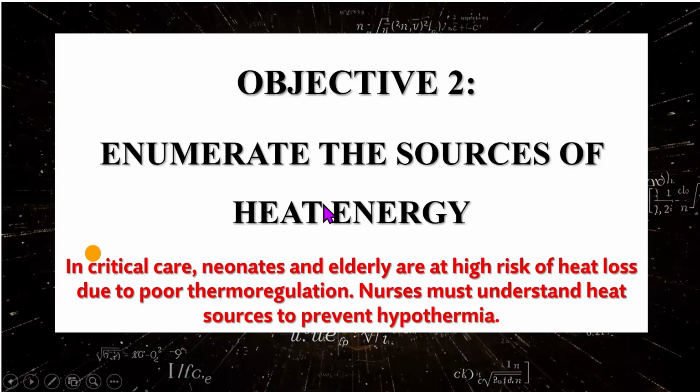Objective number 2 says enumerate the sources of heat energy. Now this is vital. In critical care, neonates and elderly are at high risk of heat loss due to poor thermoregulation. Nurses must understand heat sources to prevent hypothermia. You must understand that when somebody is old, body functions deteriorate, and also in neonates, newborns, their body still is under development. So basically, they are at risk of suffering hypothermia.